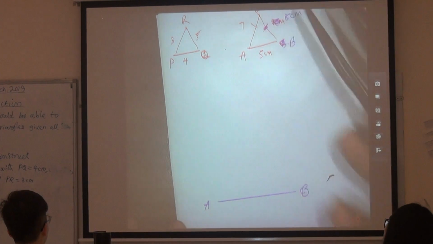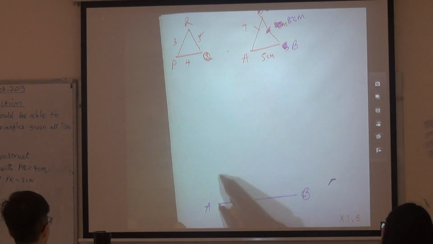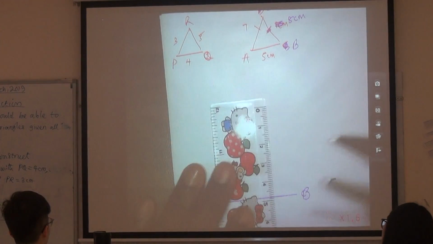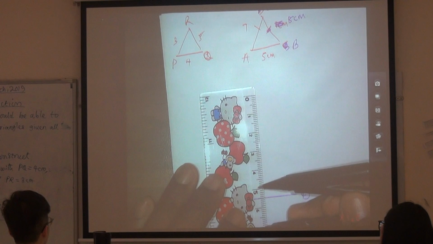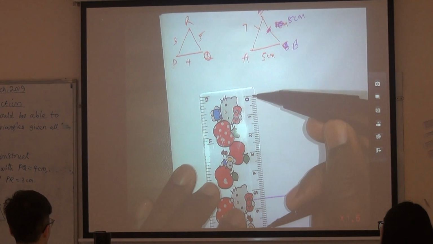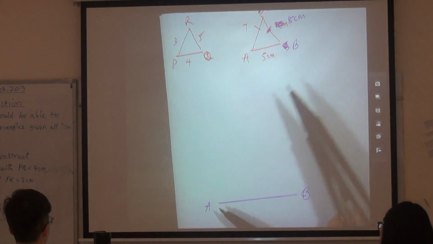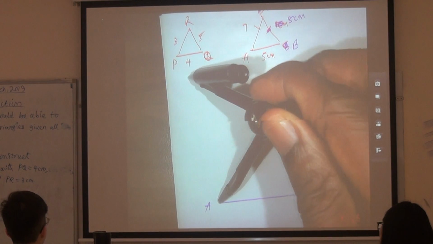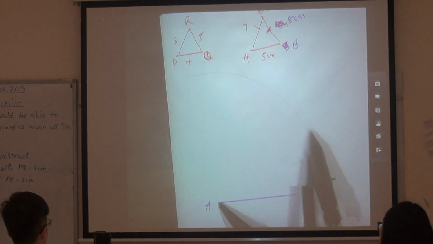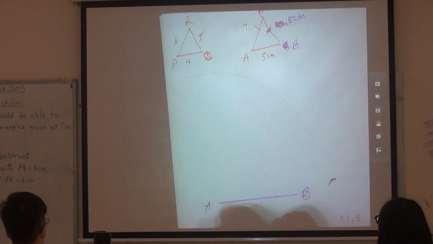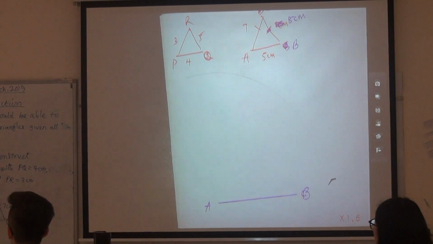From A to C is 7. We don't know where exactly it is. We measure 7 from here to 0. Does it look like it? Yeah, okay. We measure 7, we let it sit here. Then we pretend we are drawing a circle, but we just draw an arc. C has to be somewhere on this arc. Do you agree? Because C is 7 centimeters from A, and we don't know where exactly it is.